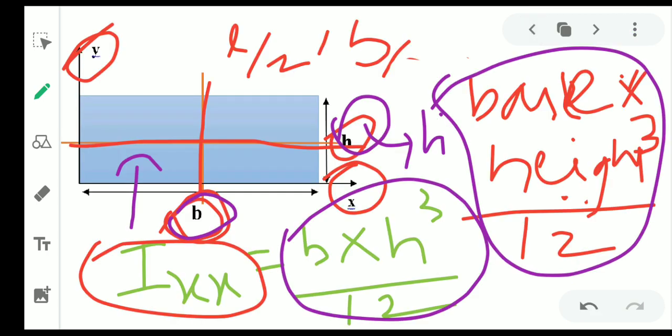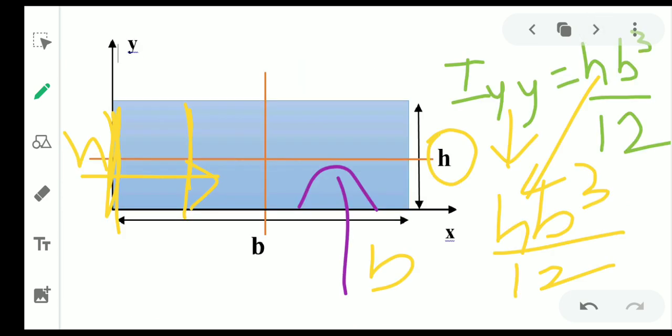B into h cube by 12 here, h into b cube by 12 here, depending upon the question, but the method remains the same. Sometimes it is denoted by L, sometimes by D. So use the formula accordingly, but the method is the same. Base into height cube by 12, depending upon in which axis we are calculating.